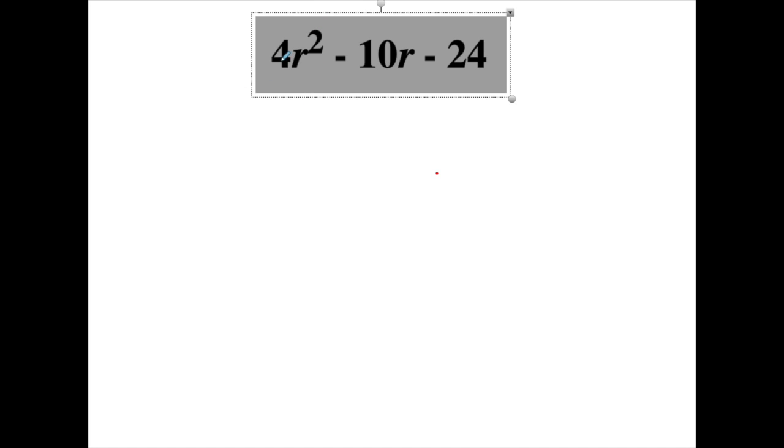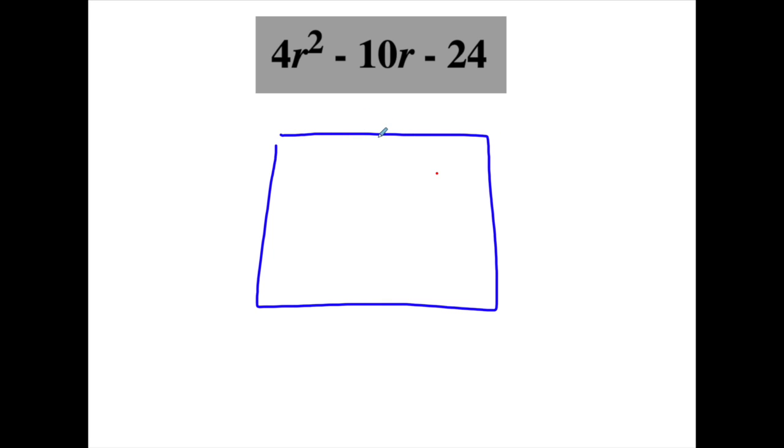So let's say we were faced with the same kind of problem with the box. Now, my goal is to do the same thing that I would do if a was 1. My goal is that I need to get 4r squared minus 10r minus 24 into this box, and I need to figure out what the length and the width are. That is my ultimate goal. I need to know what's the length and the width, okay?